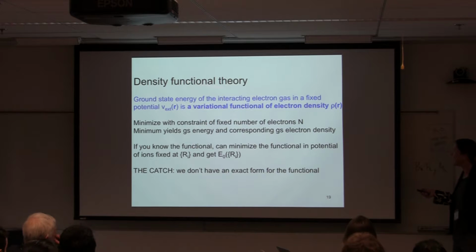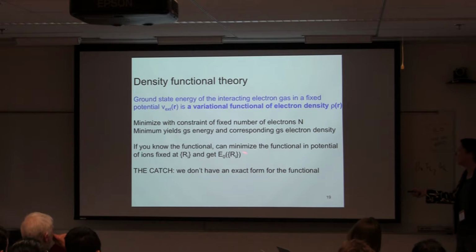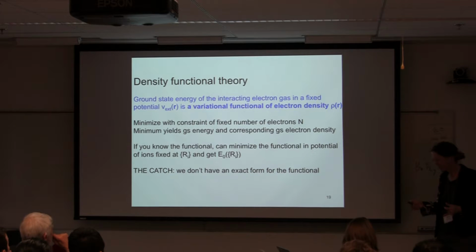So if I have this functional, then I've got E naught, because I would just do the minimization for the potential of the ions fixed at R. But the catch is, the hard part here is getting the functional.